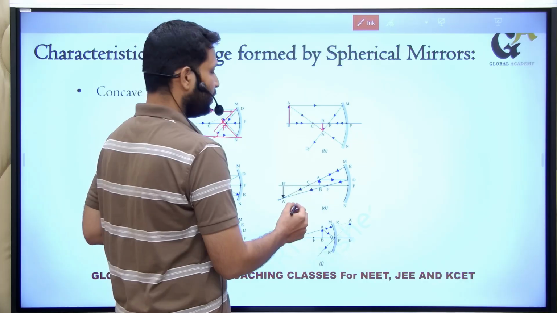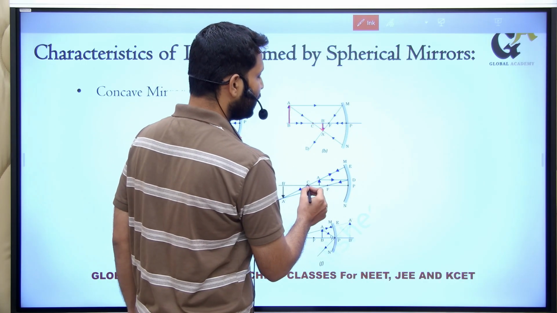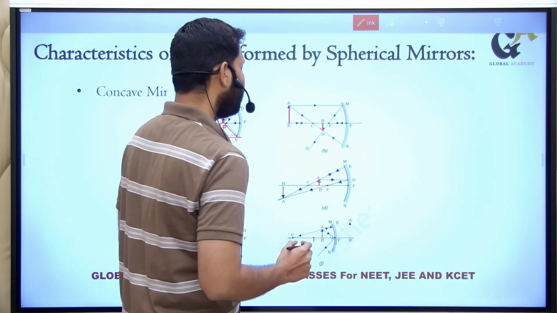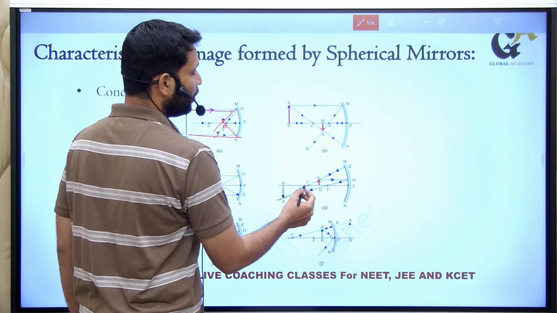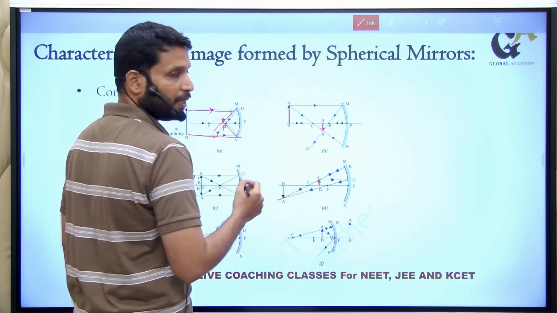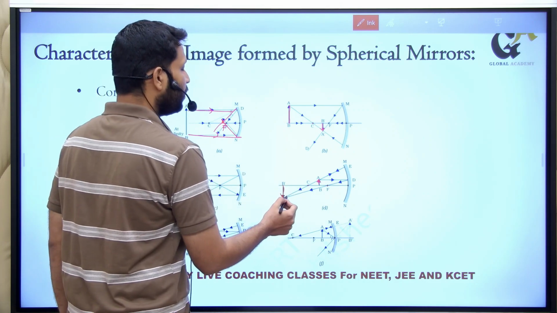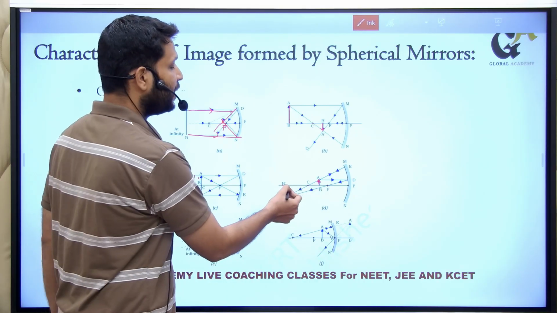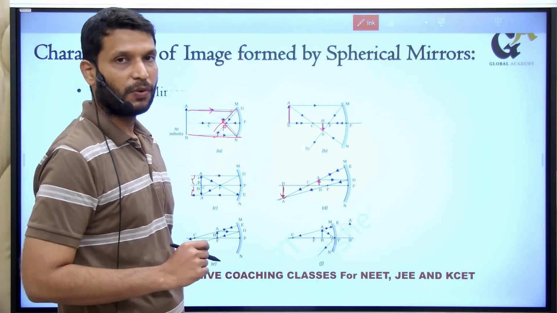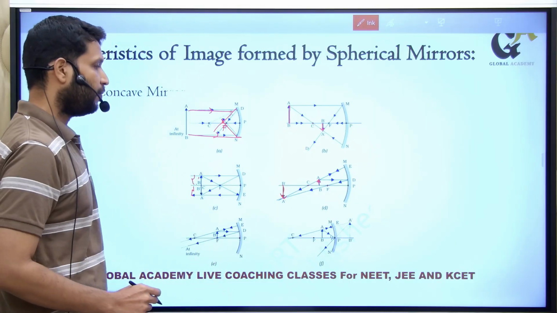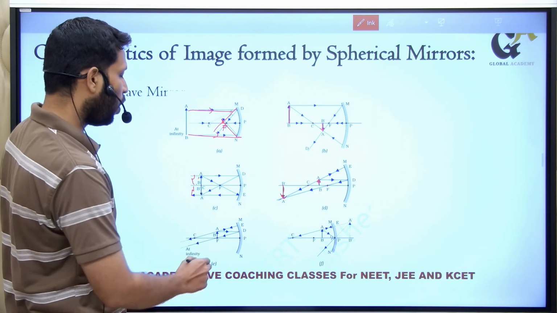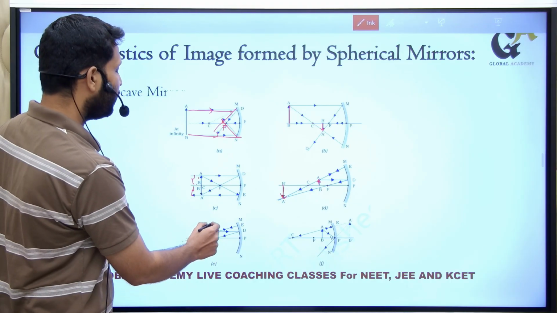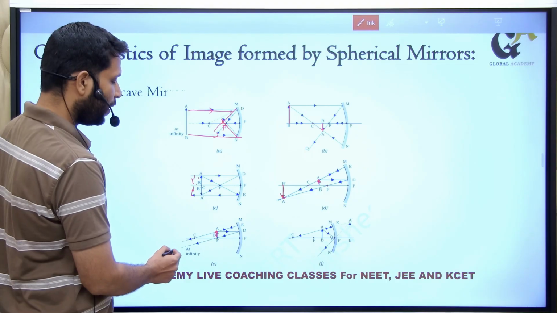So in the fourth case, here you are keeping the object between C and F. After reflection, the image is formed beyond C. Here this image is also a real image, an inverted image, and the size of the image is more than the size of the object. In the fifth case, here you are keeping the object at the focal point, that is F. So after reflection, the image is formed at infinity.